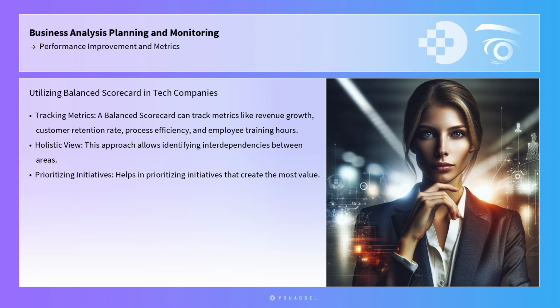For example, a BA in a tech company might use a balanced scorecard to track metrics such as revenue growth, customer retention rate, process efficiency, and employee training hours. This holistic view allows them to identify interdependencies between different areas and prioritize initiatives that create the most value.